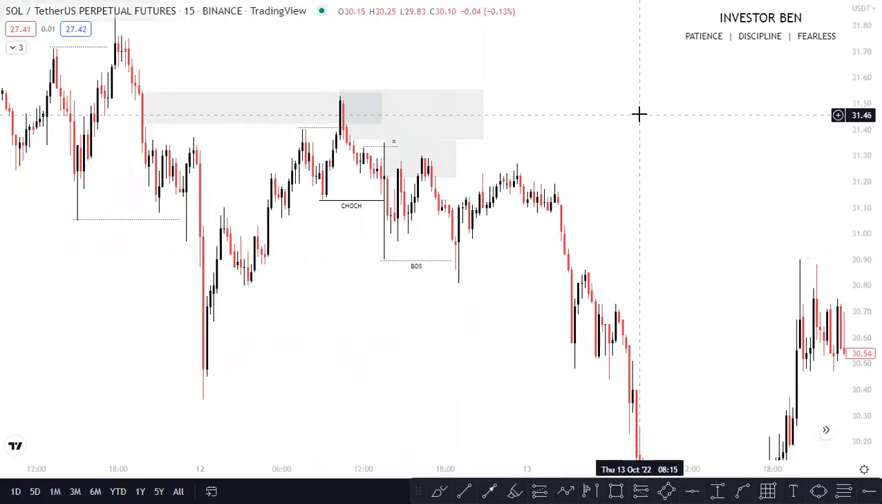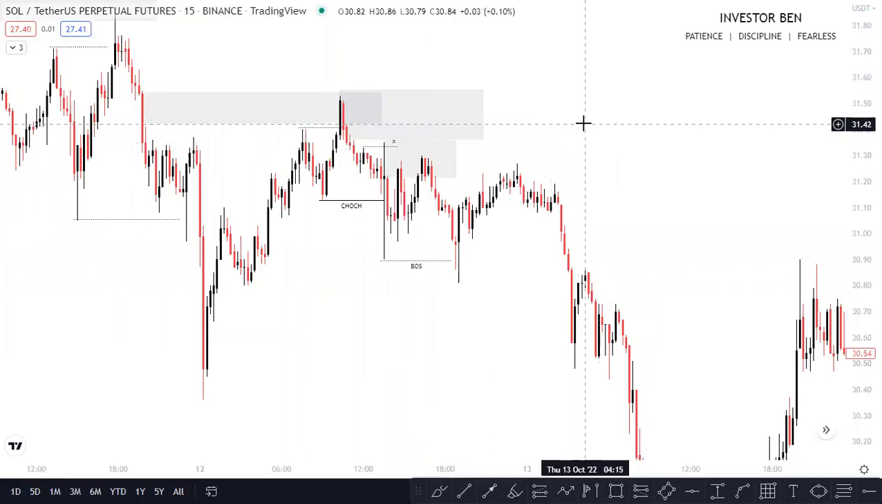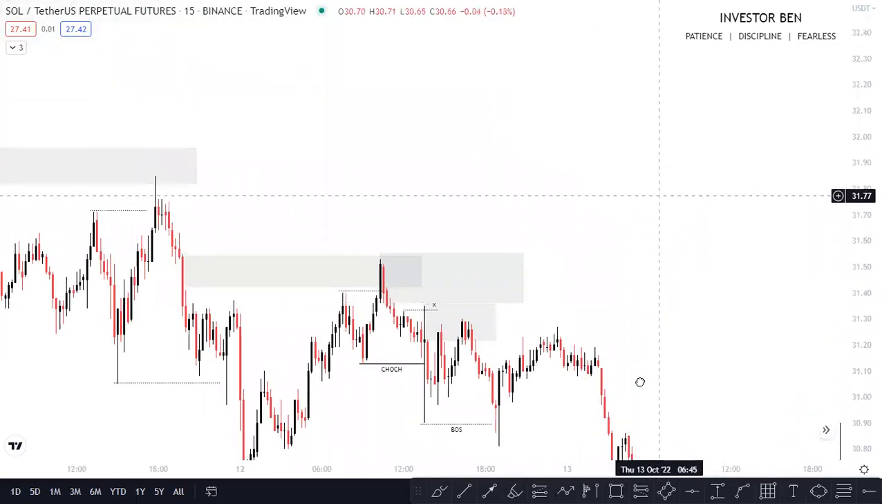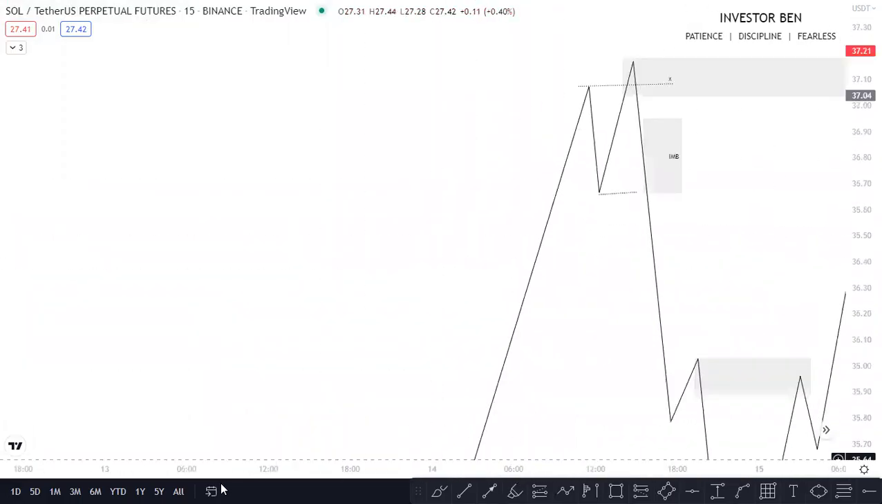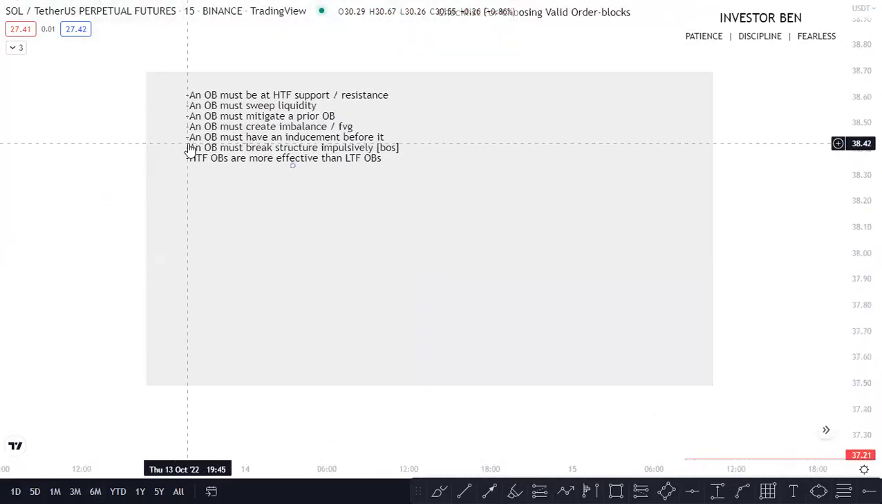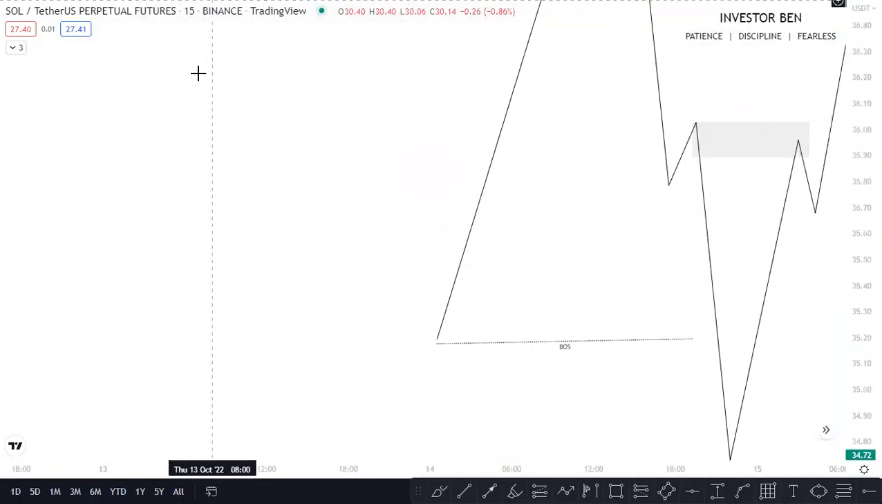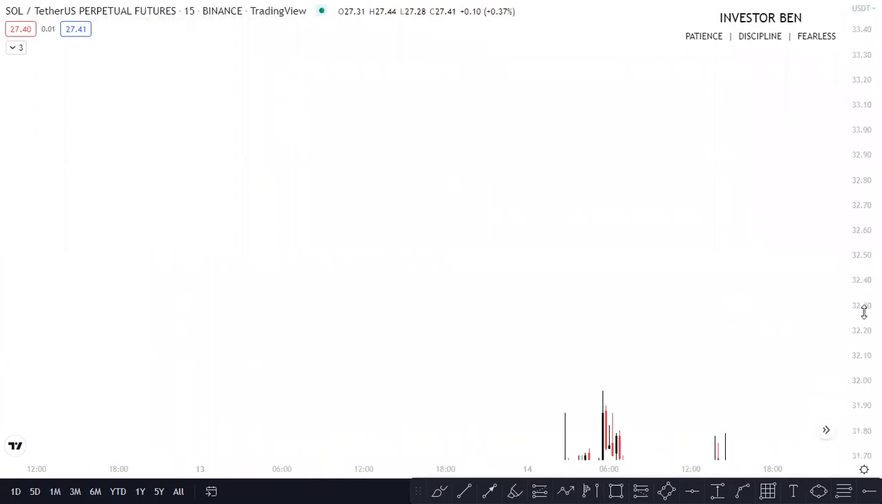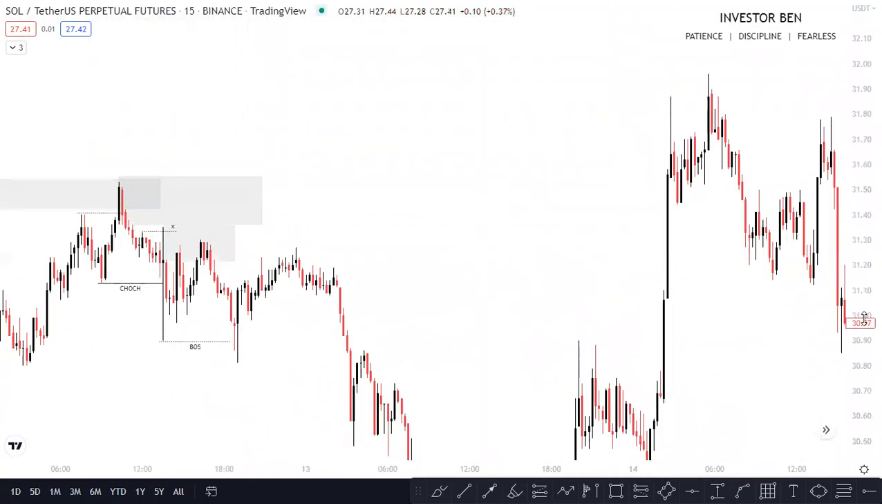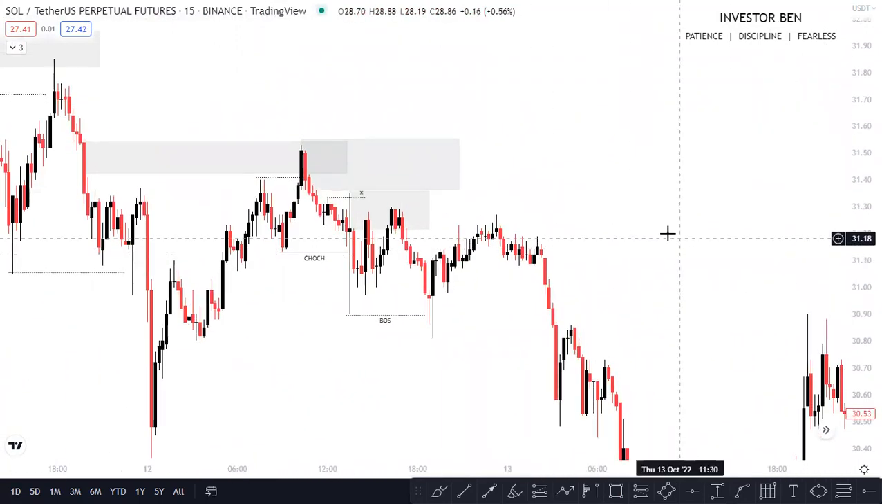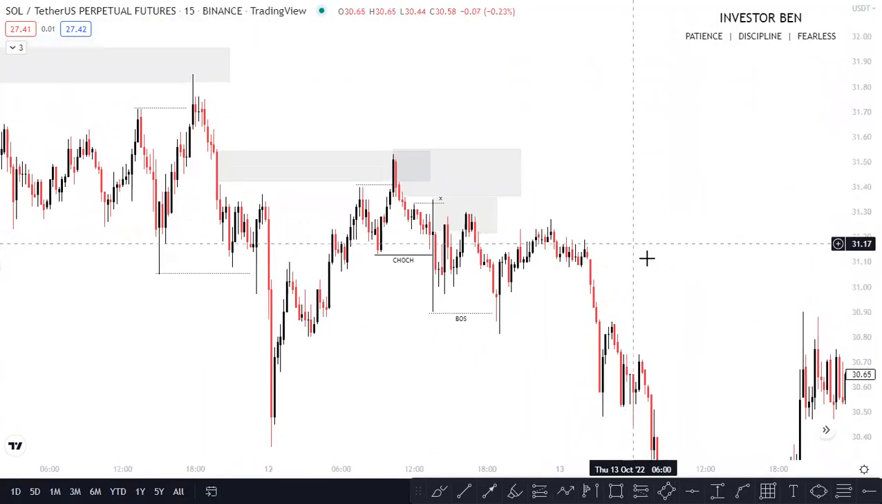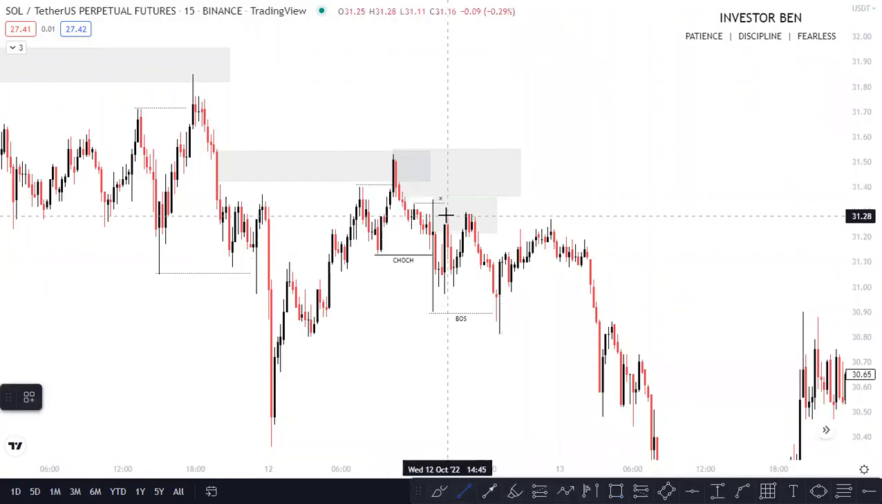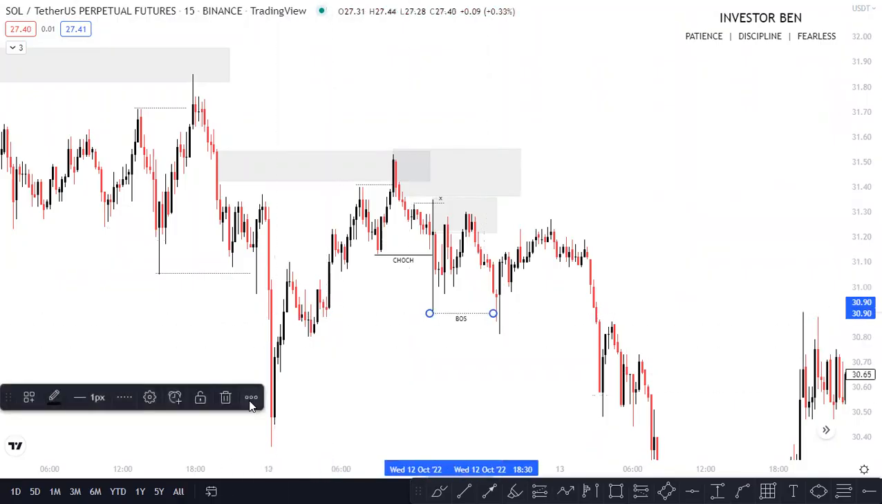And after we broke structure, remember from the checklist, let's go back to that so you could see that very well. An OB must break structure impulsively, right? Must break structure. So you look out for an order block that broke structure. Right here, we didn't have an impulsive break, but we had a break, and that validates us. And it didn't just break structure, it also cleared liquidity from this previous candle at this point.